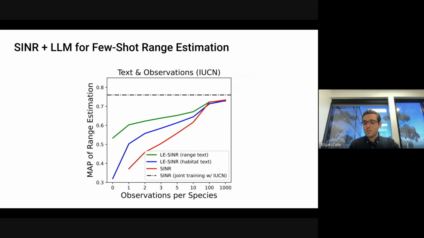And quantitatively, you can also use these text embeddings to guide transfer learning models for few-shot learning. Here, this dashed line is the performance of our signer model that's just trained on all of the species observation data. And these curves are showing different approaches, the green and the blue lines are showing performance if you augment the signer models with these language models. And you can see that with as few as 5 or 10 observations, you can get very close to the performance of the fully trained joint signer model. So this is a huge improvement in sample efficiency, as well as a new capability to be able to do zero-shot estimation of species ranges.